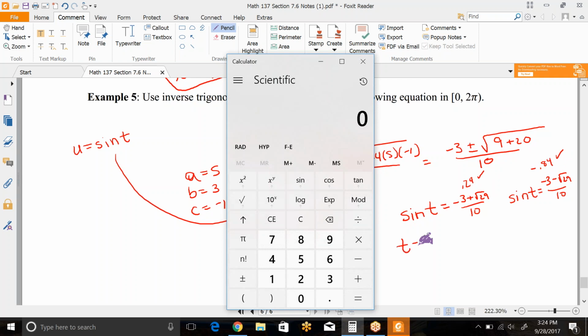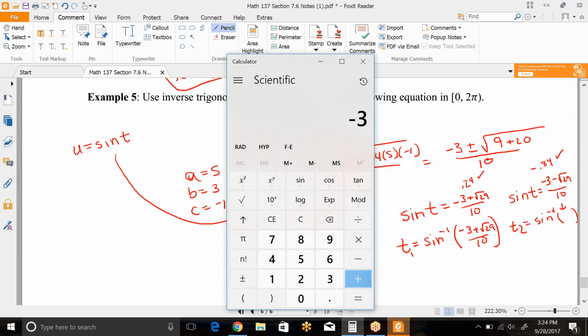So t will equal the inverse sine of this big fraction, and we'll call that t1. And t2 will equal the inverse sine of that fraction, which I have no room to write, so I'm just going to put a little arrow. So let's work it out. We have to still be in radians because it's 0 to 2 pi.